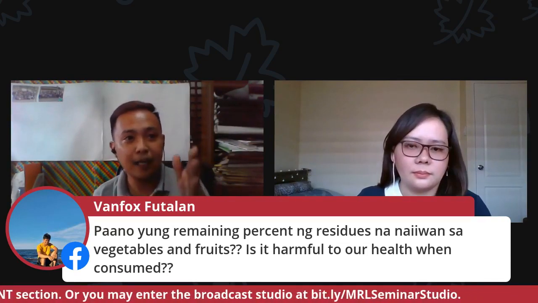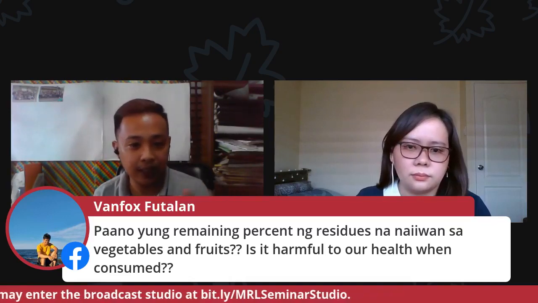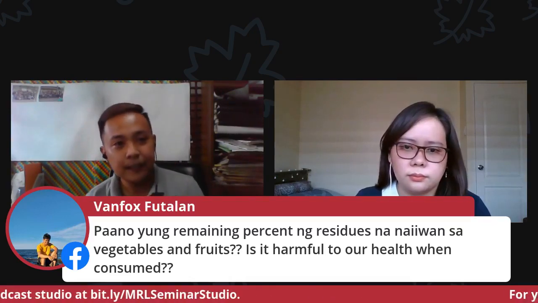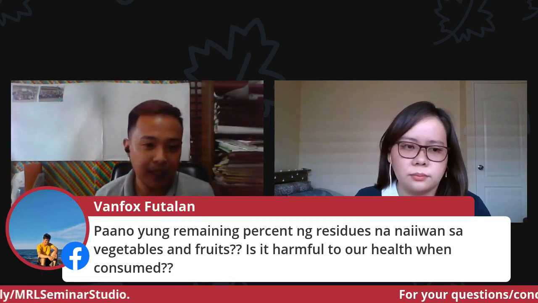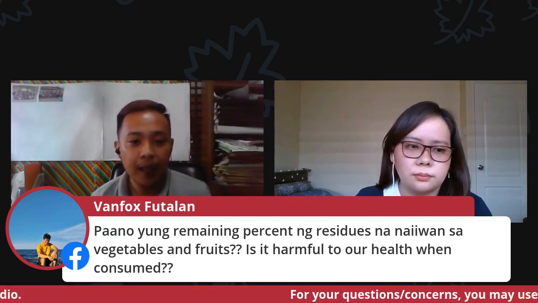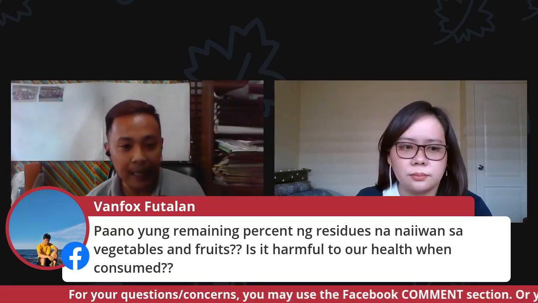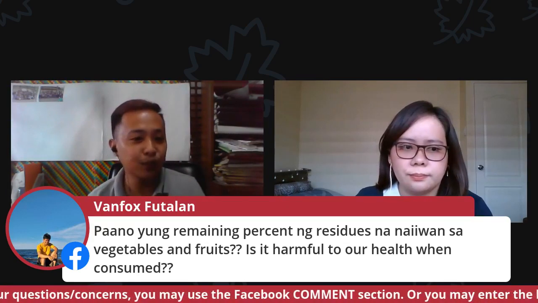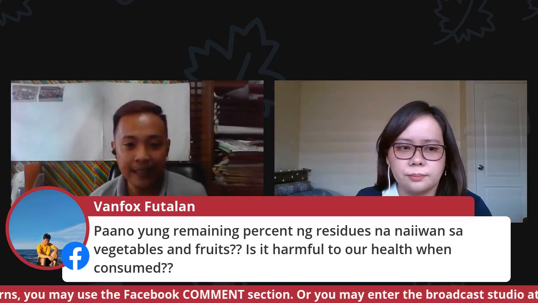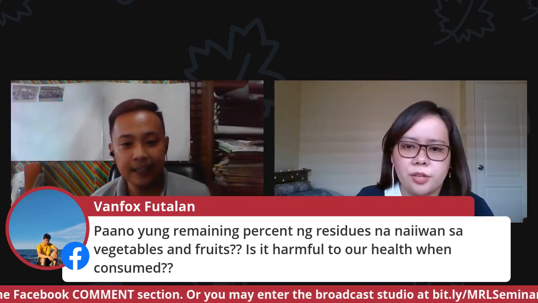Kasi dun sa toxicological frames natin, dapat alam natin yung value para makapagbigay tayo ng idea kung ito ba ay nakakasama or hindi. Pero based on that alone, hindi natin masasabi. Okay, so thank you, sir, for the clarification.